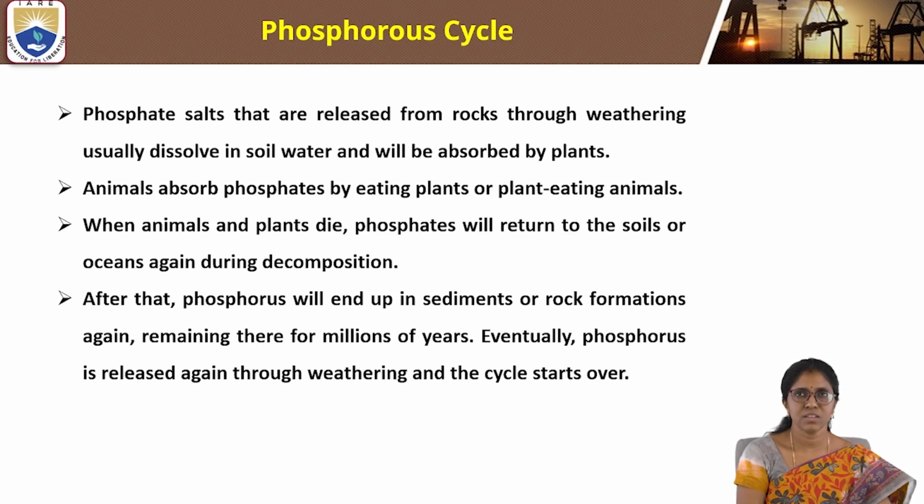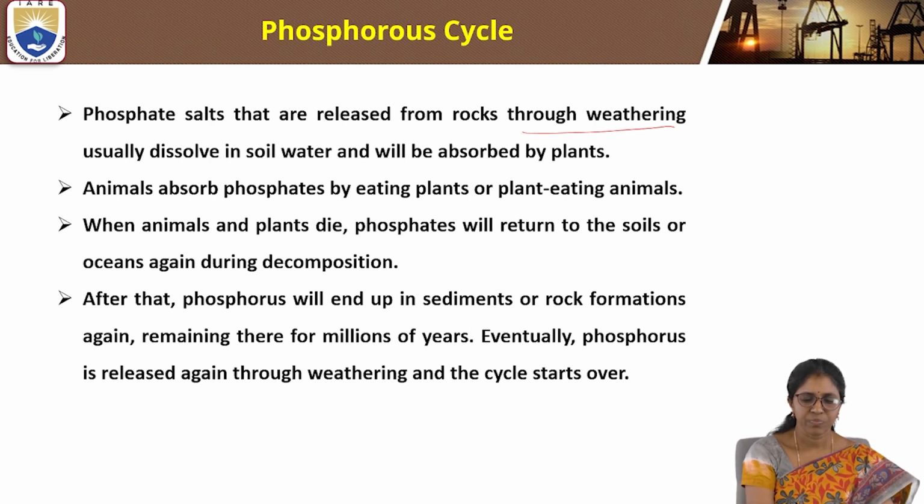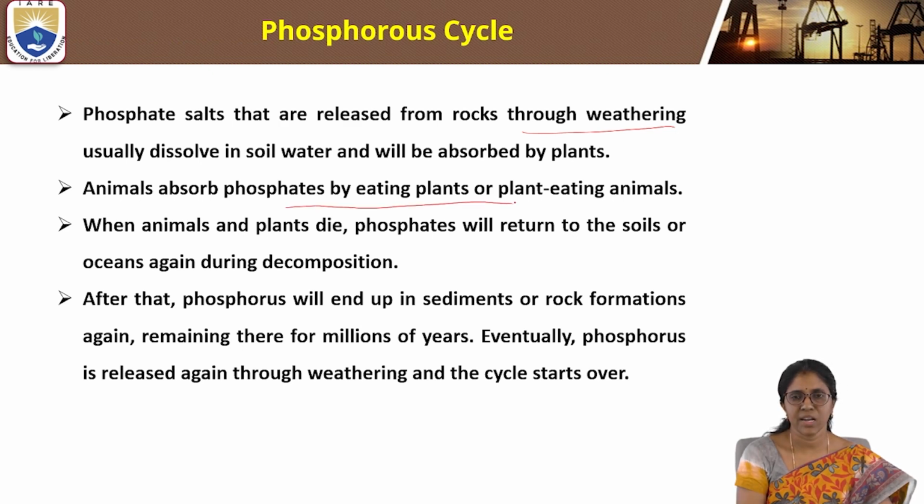Phosphate salts that are released from rocks through weathering usually dissolve in soil water and will be absorbed by plants. That is phosphate. Animals absorb phosphates by eating plants or plant-eating animals.